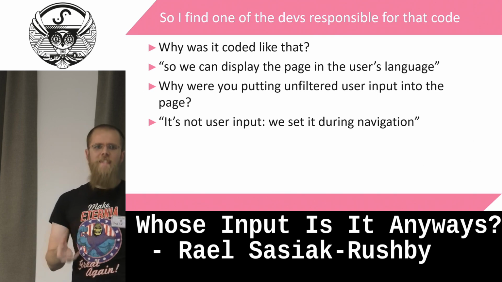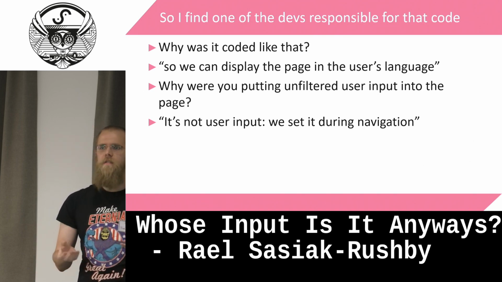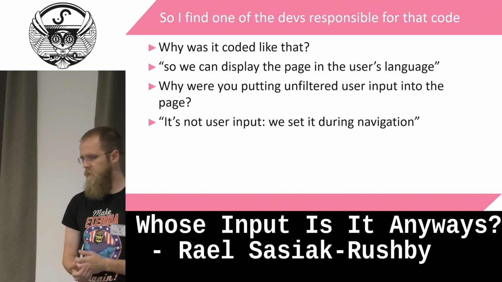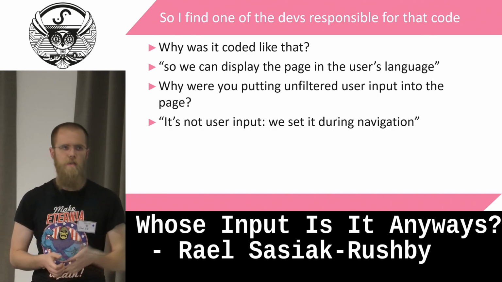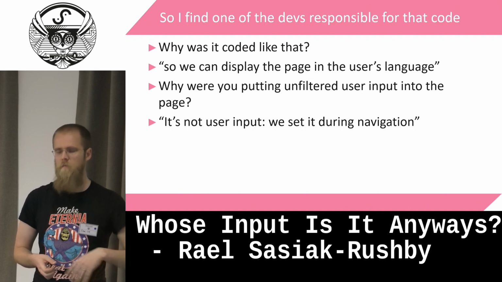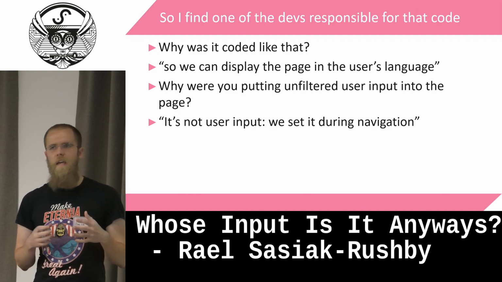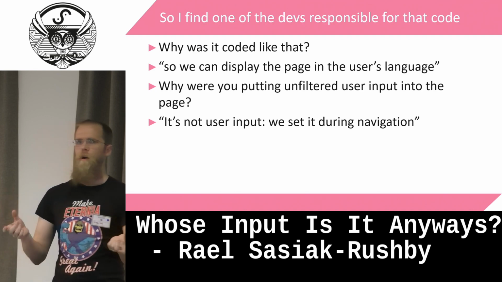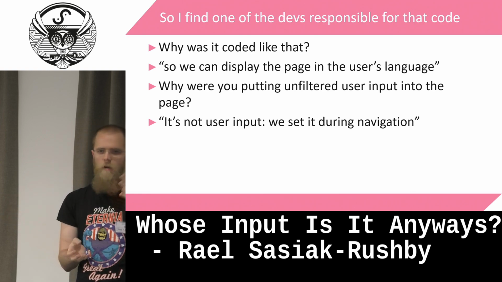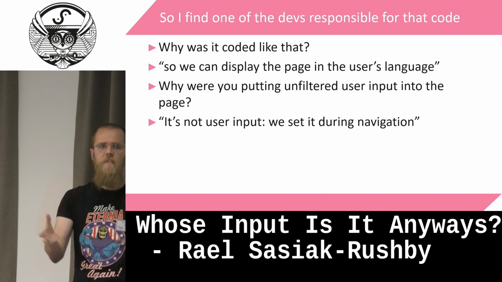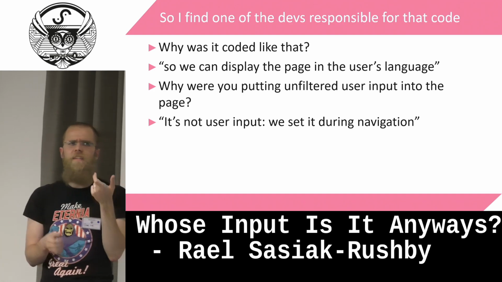And so I asked them, why was it coded like that? What is the thing that you were trying to achieve? And they say, well, it's so that we can display the page in the user's language as they were navigating. We need to maintain English, French, Portuguese. Okay, yeah, but why were you putting the language parameter straight into a script tag? You weren't filtering it. You weren't DOM sanitizing anything. No filtration, no checking. It's a country code.